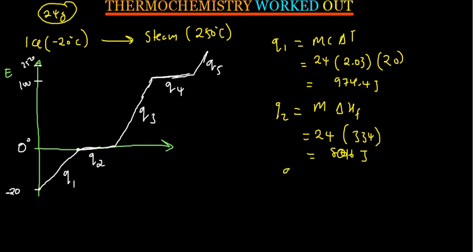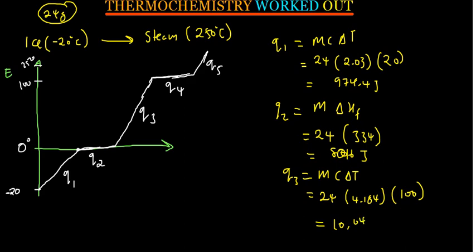And then Q3 is the heat to raise the temperature, MC delta T, but there what you have is water. So we are going to use the specific heat capacity of water. The mass is still 24, the specific heat capacity of water is 4.184. The change in temperature moving from 0 to 100, so final minus initial, that will basically give you 100. And that is going to give us 10,041.6 joules.